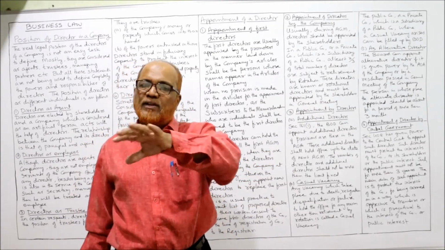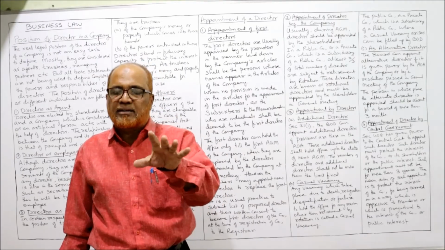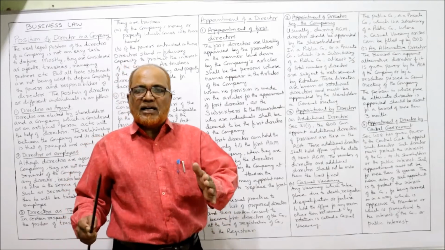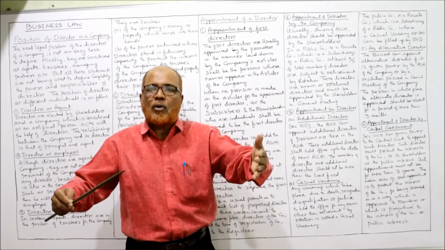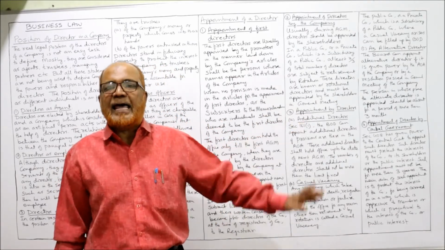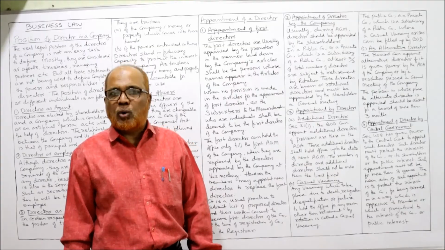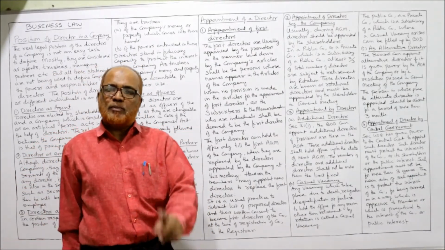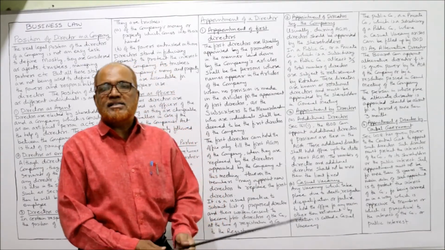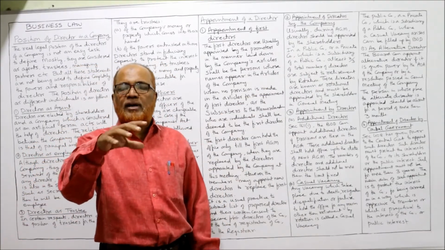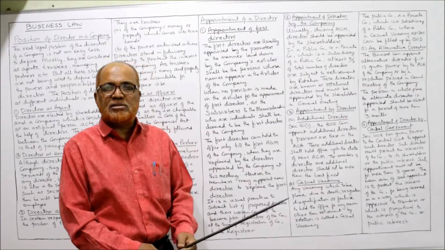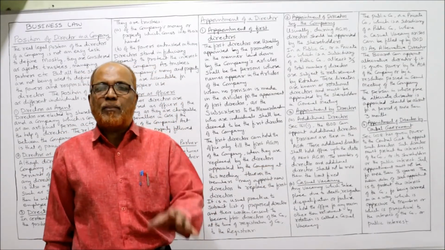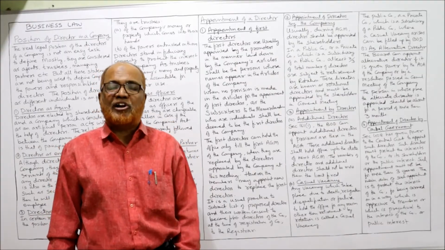So two-thirds of the total number of directors will retire by rotation. And those retiring by rotation will be reappointed in this annual general meeting by the shareholders or members. So the first one we have seen, appointment of first directors of the company. Secondly, appointment of directors by the shareholders, members. Third one, appointment by directors, means appointment by BOD, Board of Directors.